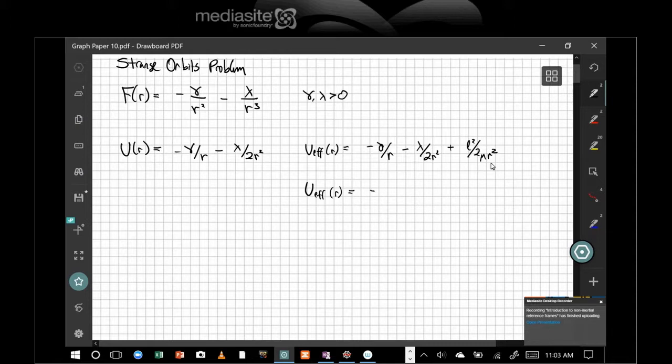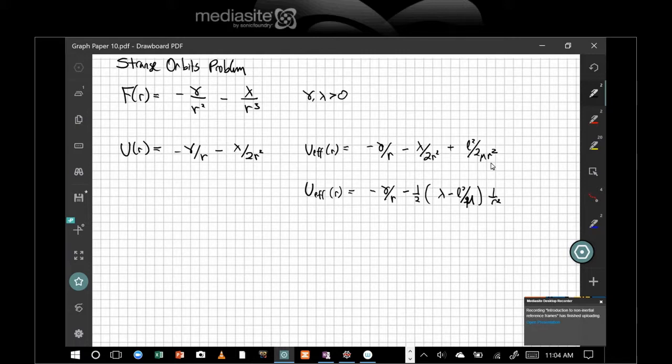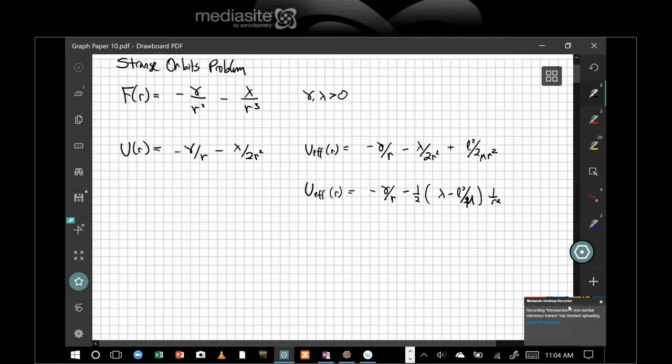So my effective potential looks like something due to gravity. And then here I'm going to get 1/2. I'm just going to collect those terms here: lambda minus L squared over mu, then 1 over r squared. By a proper choice of lambda, L and mu, I can actually shut off the so-called centrifugal term.